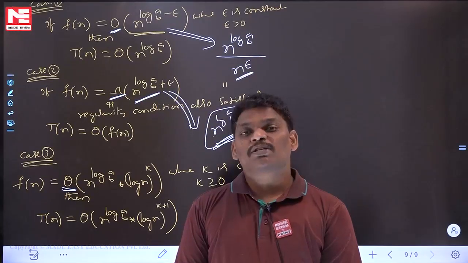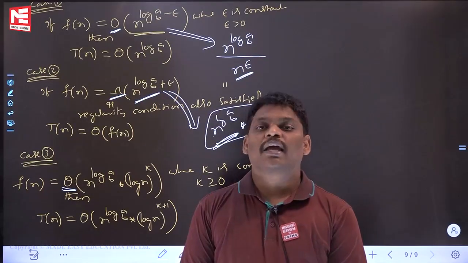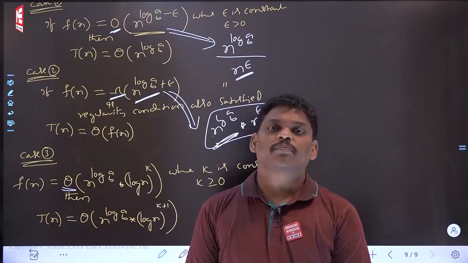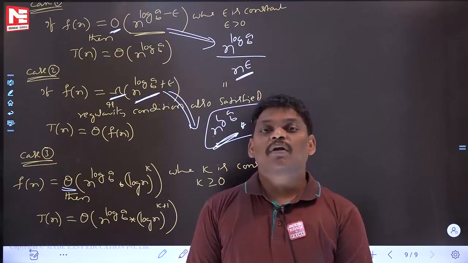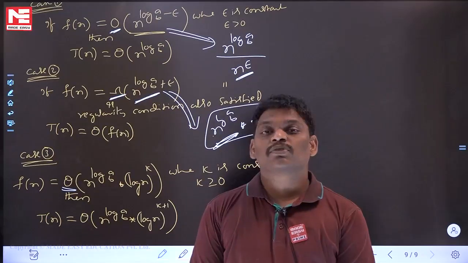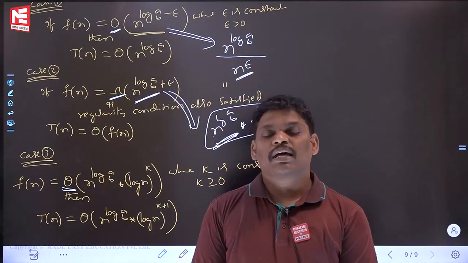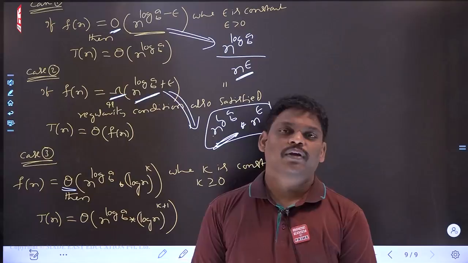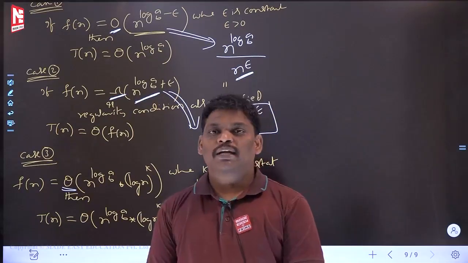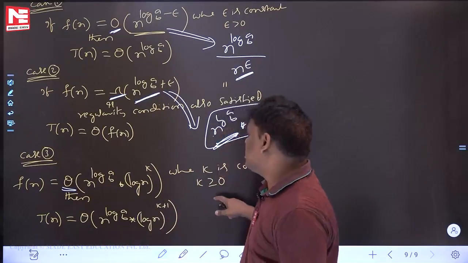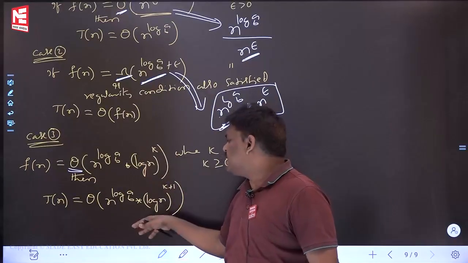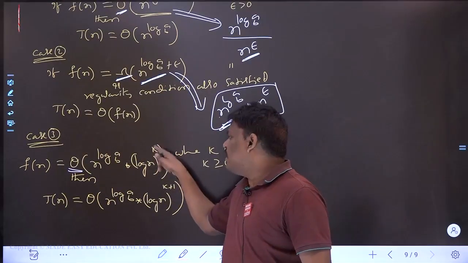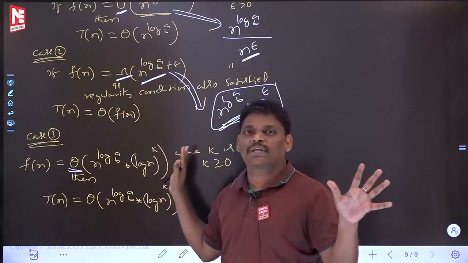If n power log a base b is polynomially greater than f of n, then the answer is n power log a base b. Case 2 of the master theorem: n power log a base b is polynomially smaller than f of n, then the answer is going to be f of n. Next one, case 3, saying that both are equal. If both are equal, then whatever is on the right side, just write the power k plus 1, something like that.